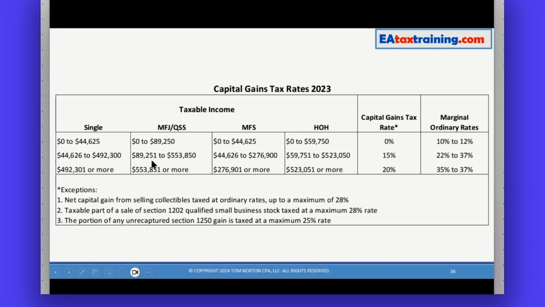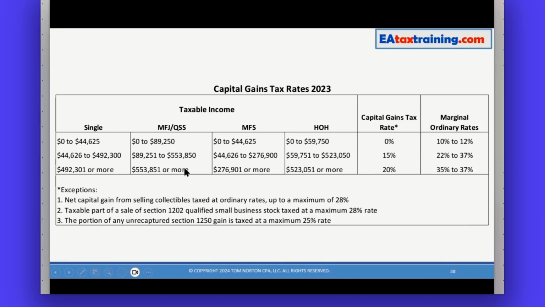If they make $89,251 to $553,850, their capital gains tax rate is 15%, whereas their ordinary income tax rate is 22 all the way up to 37%, again, depending on where they fall within these brackets of taxable income. So you can see that's big savings.